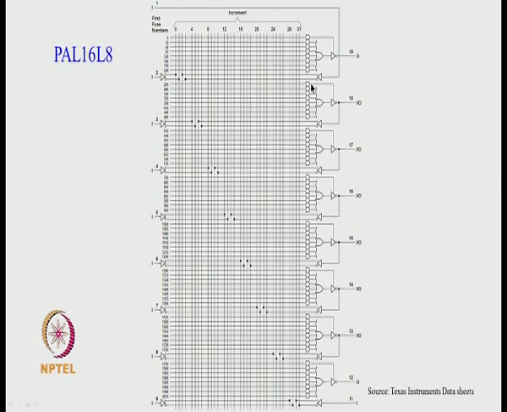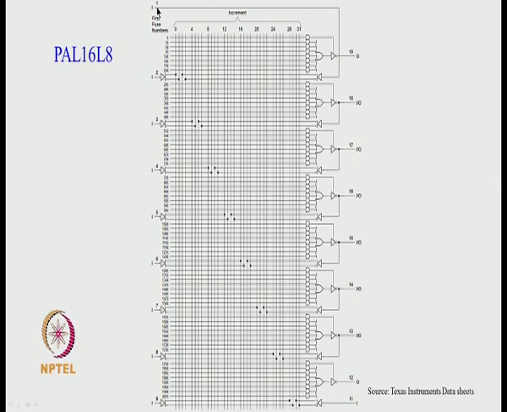But there is a need: suppose we have 7 product terms here, and for a particular Boolean function we need only 6 product terms, so we need to disable this AND gate. How to do that is very simple. You know that A and A bar is 0; the same principle is applied here. Don't do any programming on this input, retain all the connections. All 32 connections are retained.